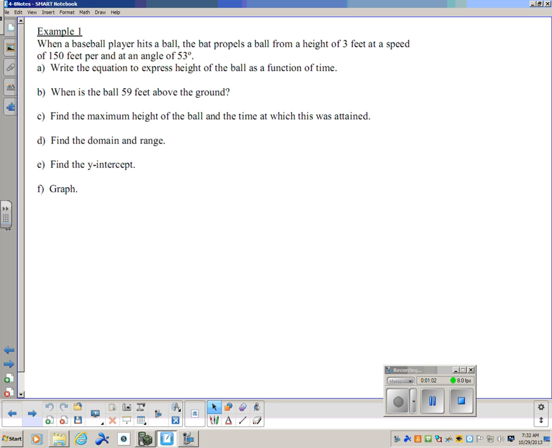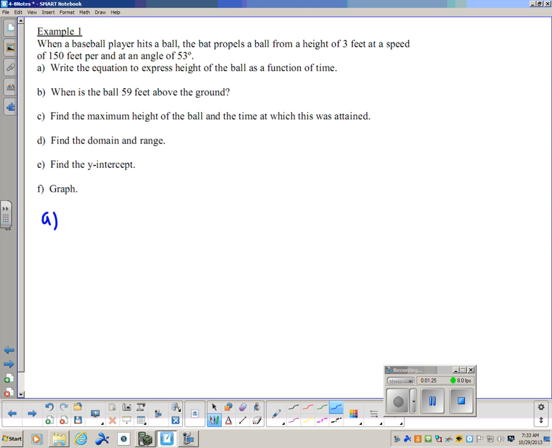So example 1 says, when a baseball player hits a ball, the bat propels the ball from a height of 3 feet at a speed of 150 feet per second and at an angle of 53 degrees. Write the equation to express the height of the ball as a function of time. So I'm going to work through each of these parts.